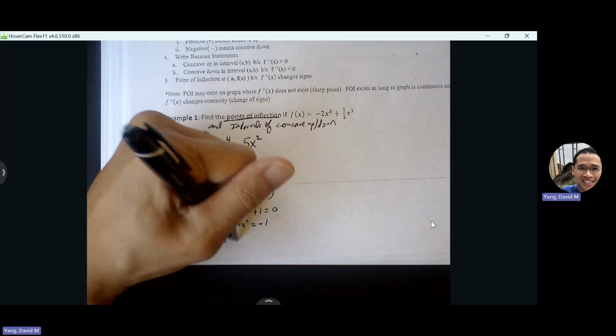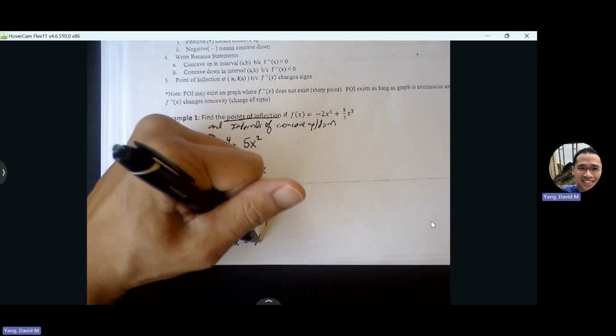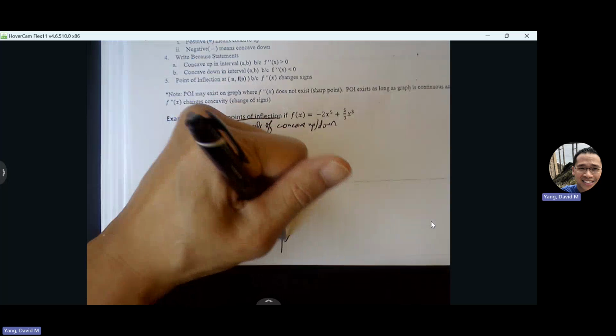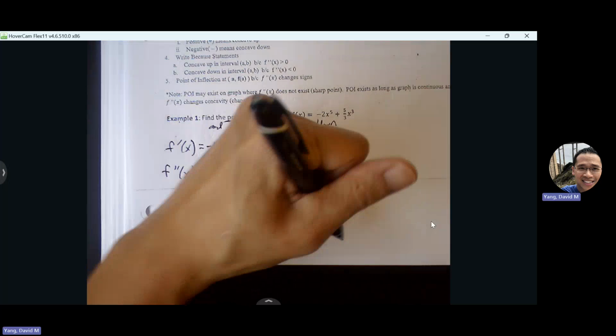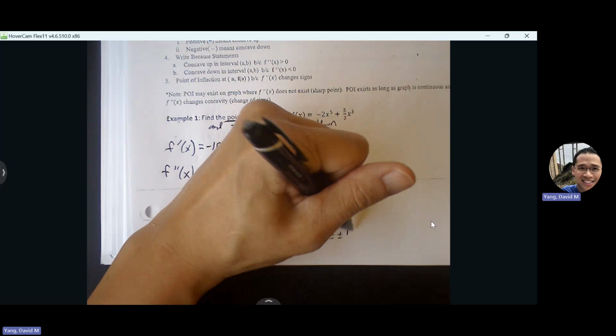Divide both sides by -4. I get x squared is equal to 1/4. Take the square root, x equals plus or minus the square root of 1/4, which is plus or minus 1/2.